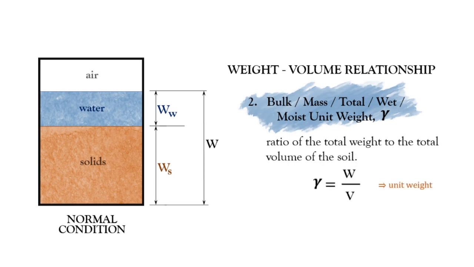Or, pwede mo rin namang gamitin yung term na density. Wala namang problema doon kung gusto mong tawagin siya na bulk density, mass density, total, wet, moist density. Okay lang. Huwag lang kayong malilito. So, dito sa density natin, that is mass. The total mass of the soil sample all over the total volume of the soil sample. So, that is the density. So, yun yung pangalawa nating weight-volume relationship.